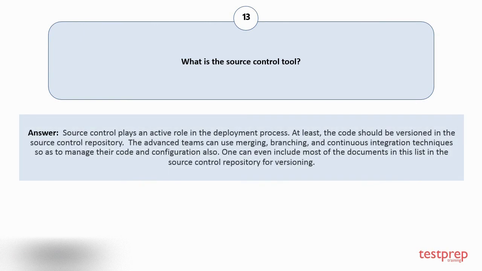Question number 13. What is the source control tool? Your answer is: source control plays an active role in the deployment process. At least, the code should be versioned in the source control repository. The advanced teams can use merging, branching, and continuous integration techniques so as to manage their code and configuration also. One can even include most of the documents in this list in the source control repository for versioning.